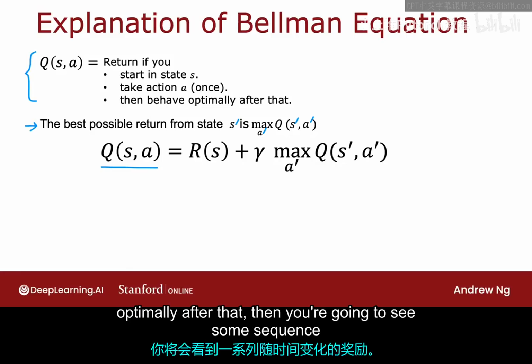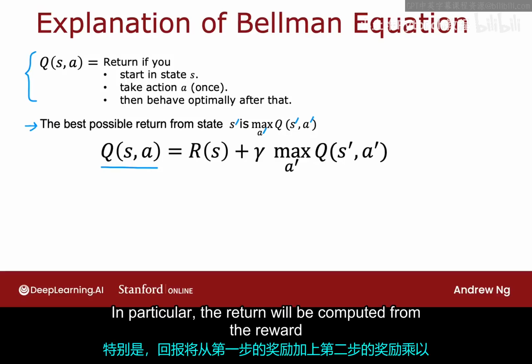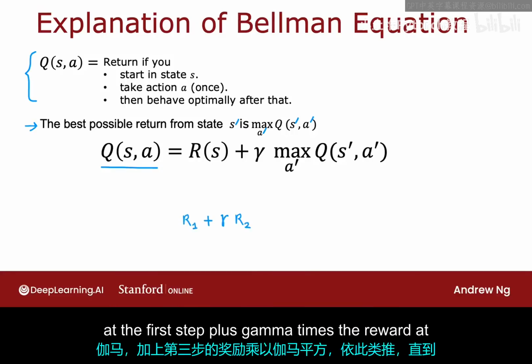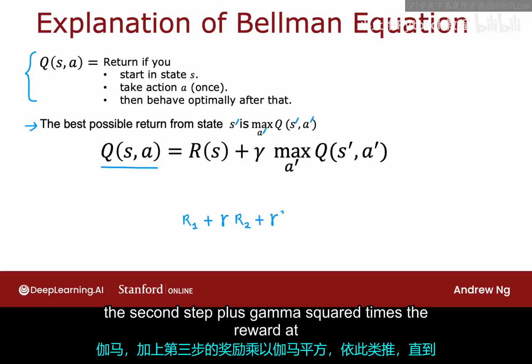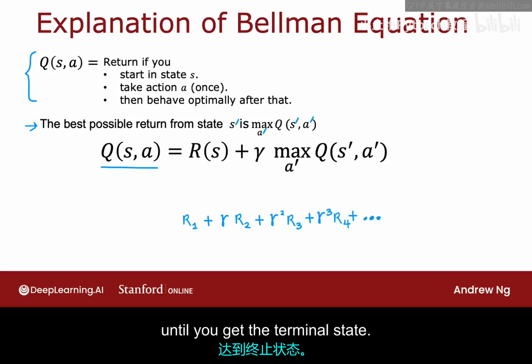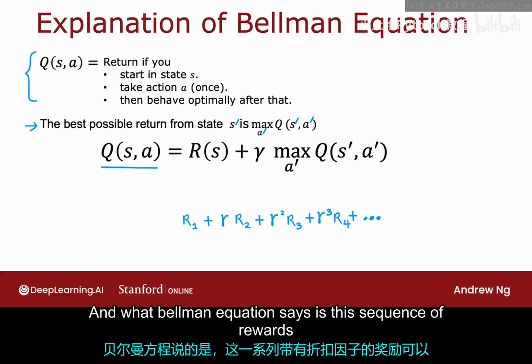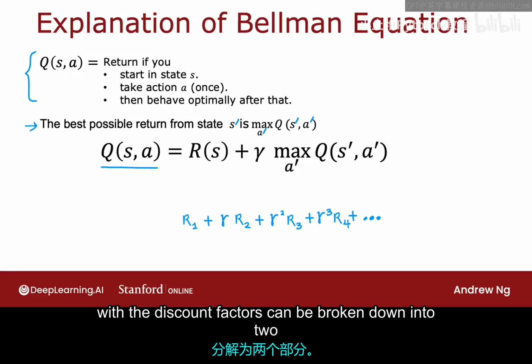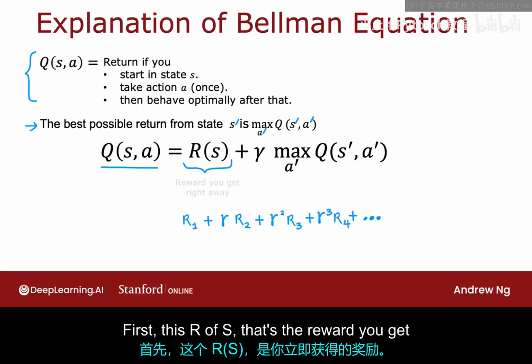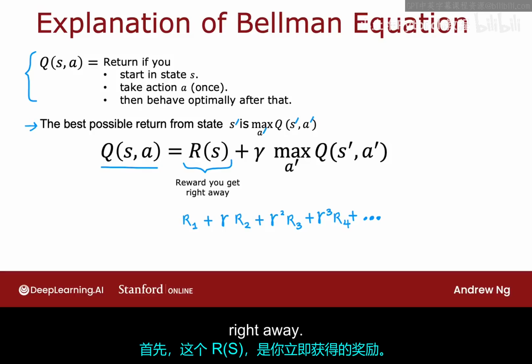and then act optimally after that, then you're going to see some sequence of rewards over time. In particular, the return will be computed from the reward at the first step plus gamma times the reward at the second step plus gamma squared times the reward at the third step, and so on, until you get to a terminal state. And what the Bellman equation says is this sequence of rewards with the discount factors can be broken down into two components. First, this R of S, that's the reward you get right away.